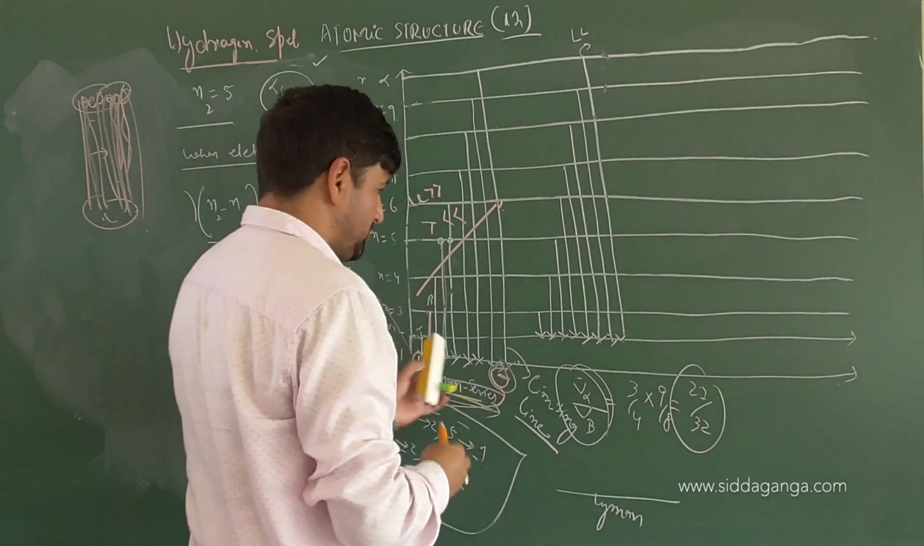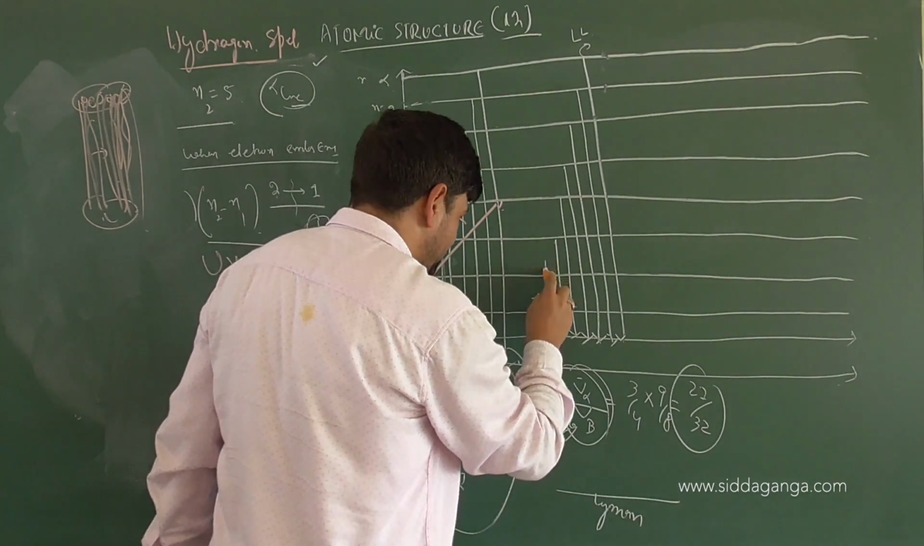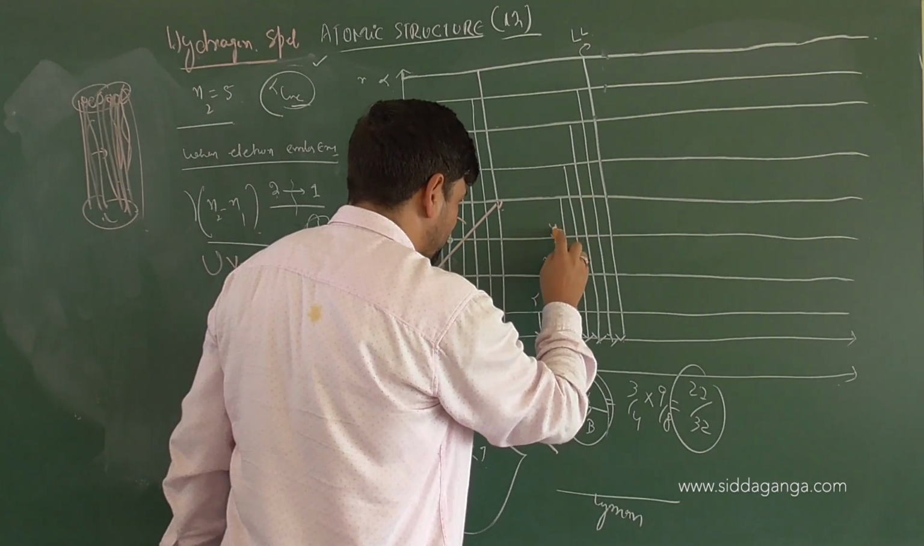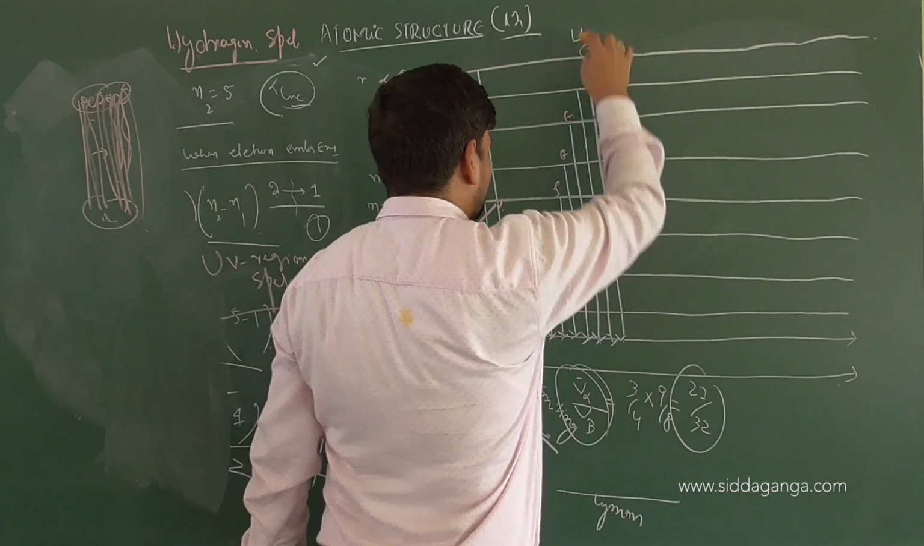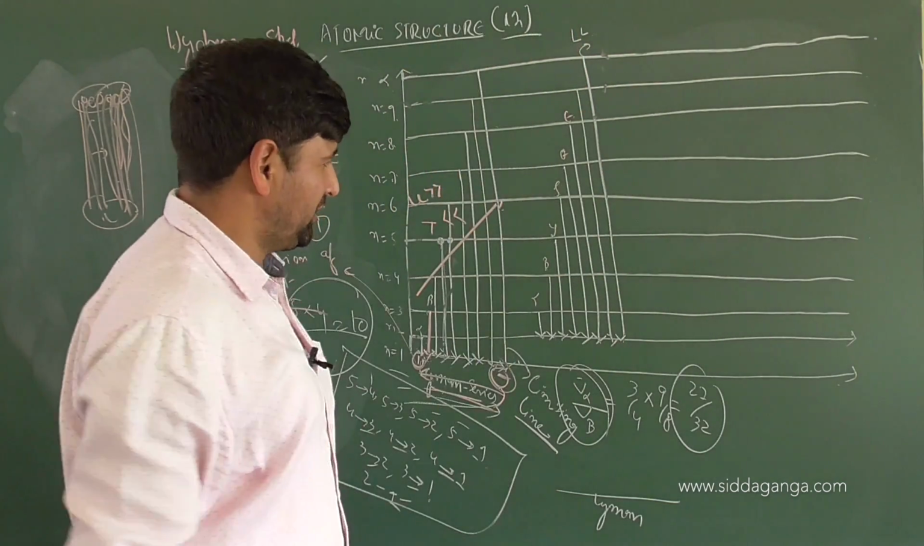Right, children? So this one will be alpha. This is beta. This is gamma. This is delta. This is theta. This is eta, so on and so forth. There are so many names for it. So keep it in mind.